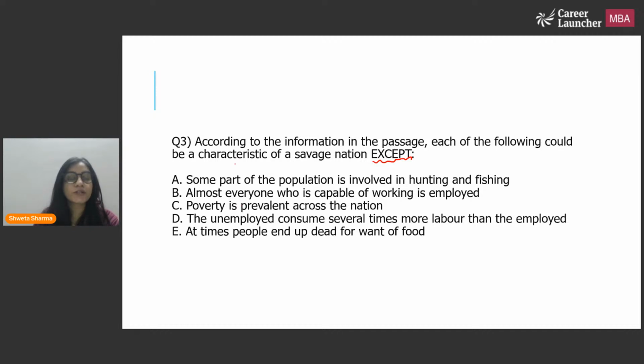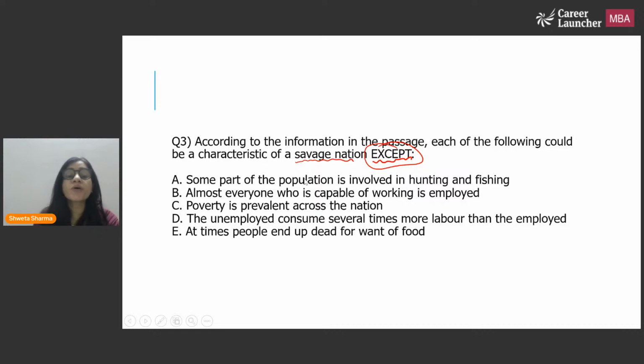All right, let's have a look at the question. According to the information in the passage, each of the following could be a characteristic of savage nations except. So, what would not be the characteristic of savage nations? That is what we are looking for, right? Not necessarily negative, but if not stated as per the passage, what is a characteristic of savage nations? We can consider that option.